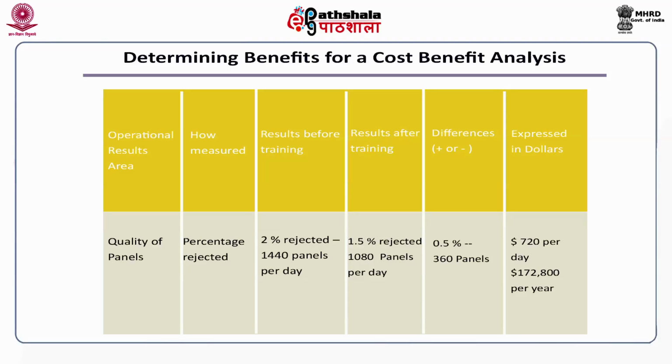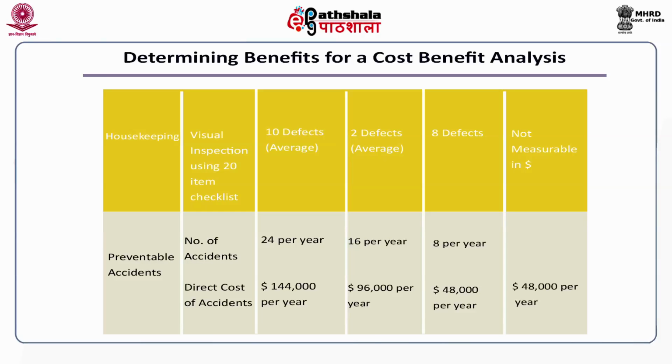And if we express it in dollars, it would come out to be around $720 per day or $1,72,800 per year. Operational result area could be housekeeping, and how measured? It could be through visual inspection using a 20-item checklist. Results before training, maybe 10 defects on an average, results after training, 2 defects on an average. So, what is the difference? Difference is 10 minus 2, 8 defects, and in dollar terms, not measurable.